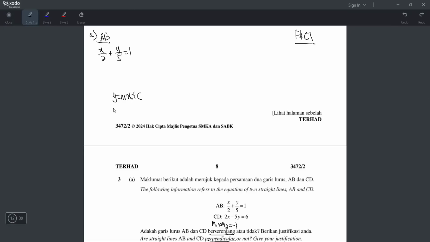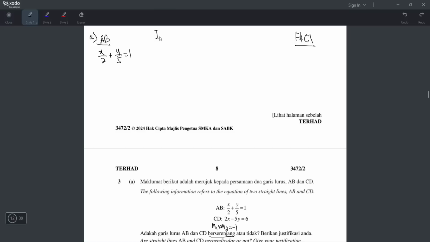So let me show you a faster way. If you look carefully, this is actually an intercept form. Yeah, we call this intercept form. So let's talk about intercept form. Bentuk dia macam ni: x over x-intercept plus y over y-intercept equals 1. And you can see that this equation looks exactly like this. It means 2 is the x-intercept, 5 is the y-intercept, right? It means that we already have 2 points.